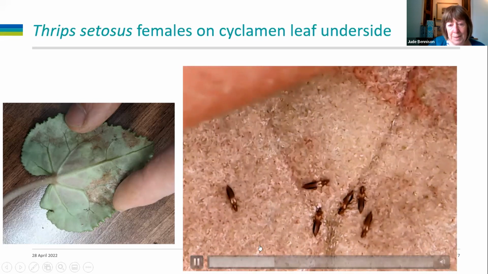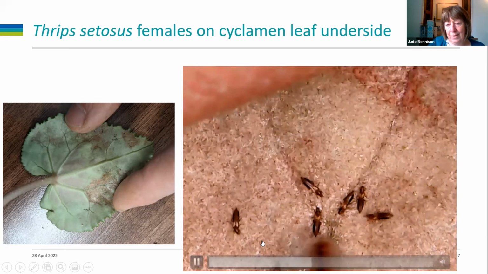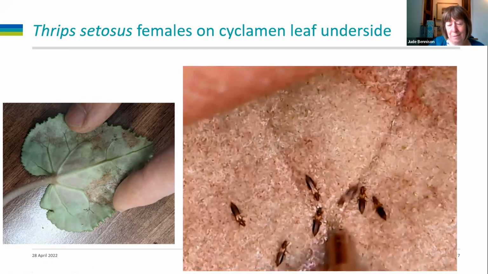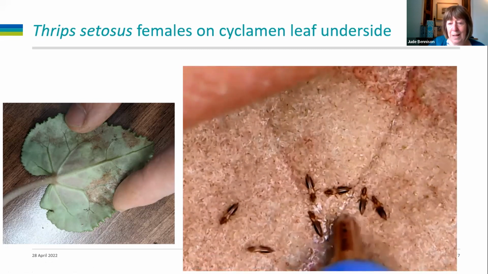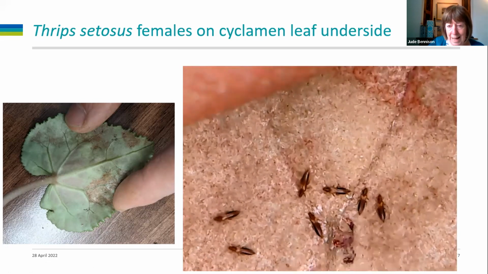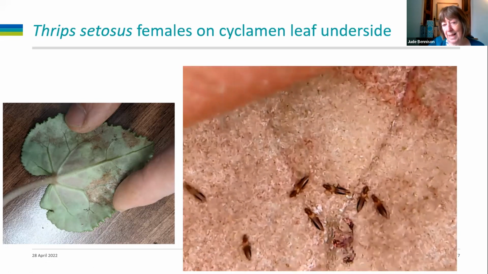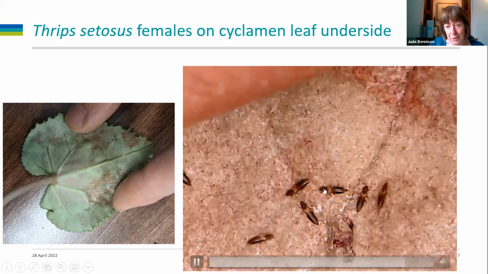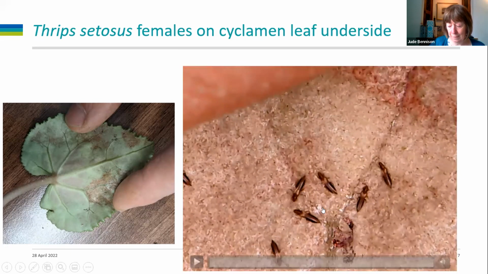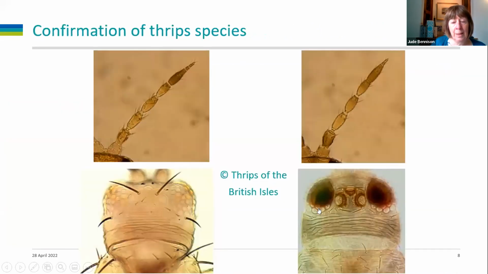This is a little movie that James Lisher from Cobbins Nursery very kindly sent me. These are Thriptosis females wandering about on a cyclamen leaf. You can see him prodding them there with the end of a pen. If that had been Western flower thrips, it probably would have flown off by now. And that also indicates that maybe sticky traps aren't as good for monitoring this one. I don't think it's as active a flyer as Western flower thrips. So that's a bit about recognition of thrips that you can do.